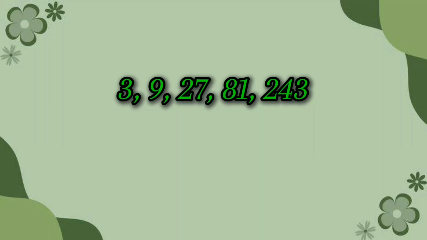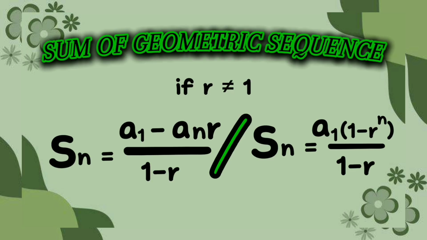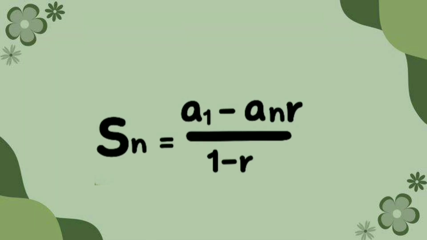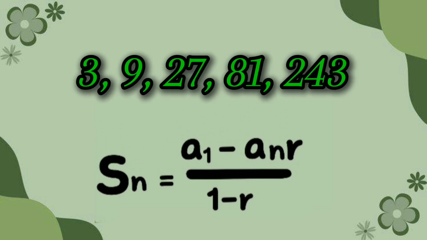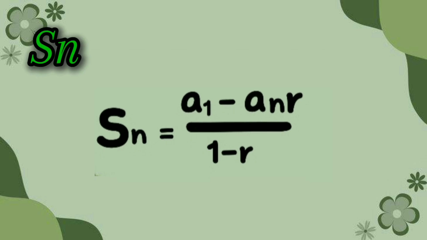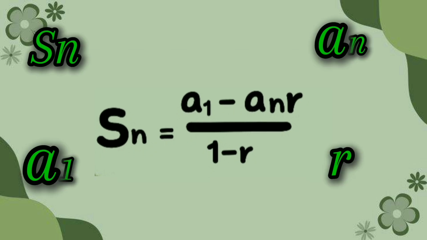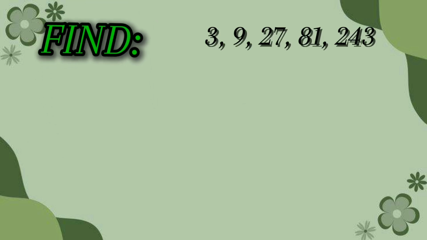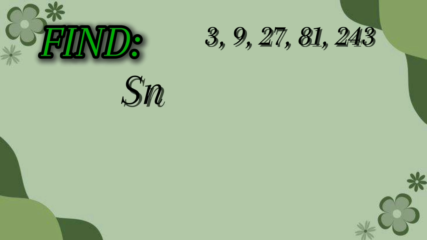In this given geometric sequence, the ratio is 3, so the formula that we are going to use is the first one, because our ratio is neither equal to 1 nor equal to negative 1. We'll be using this formula to get the sum of the geometric sequence 3, 9, 27, 81, and 243. In this formula, S sub n, a sub 1, a sub n, and the ratio need to be given. Before we proceed to solving, we must first find the values of S sub n, a sub 1, a sub n, and the ratio.